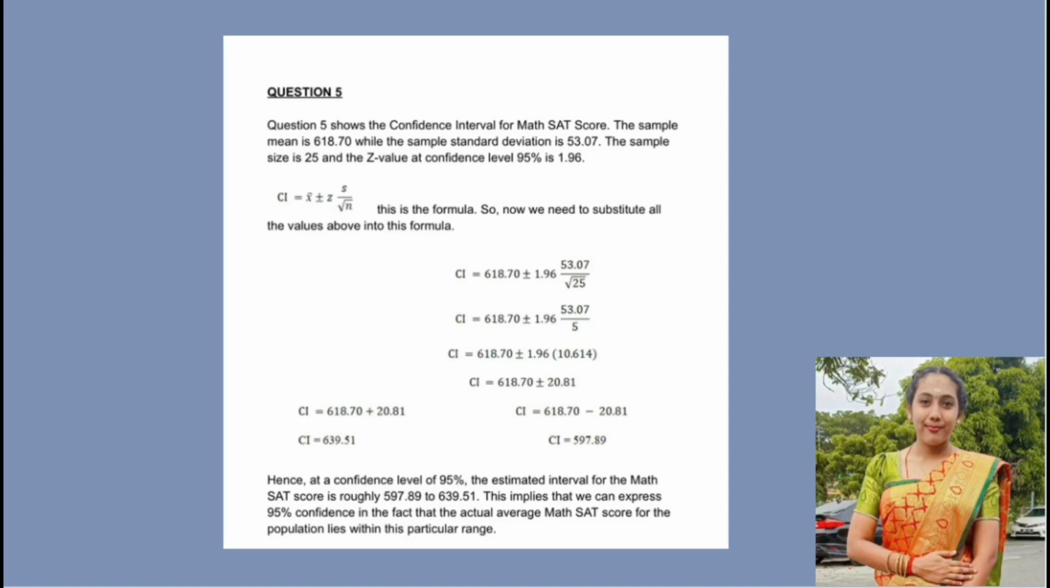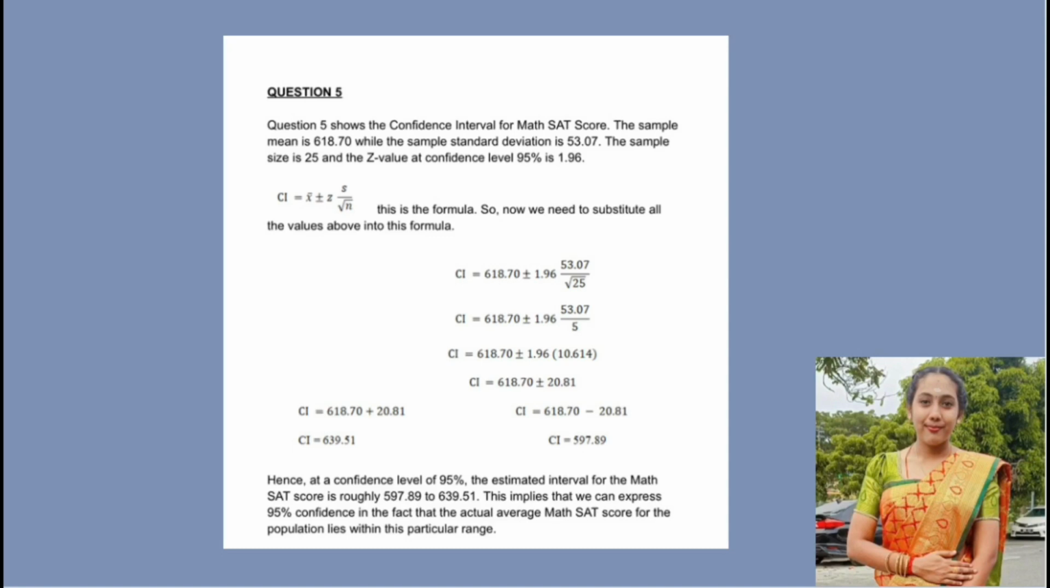At a confidence level of 95%, the estimated interval for the math SAT score is roughly 957.892 to 639.51. This implies that we can be 95% confident that the actual average math SAT score for the population lies within this particular range.